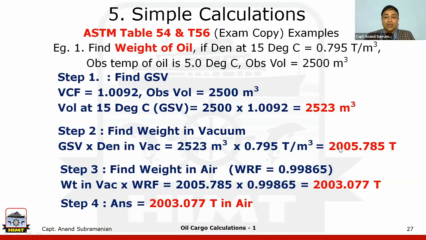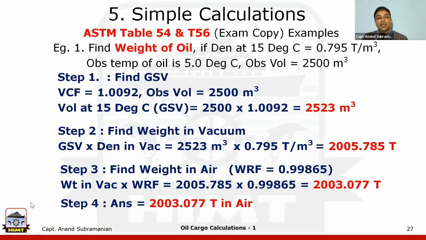Vacuum, sir. It is in vacuum because the density I've used is the density in vacuum. That is why the answer obtained is also the weight in vacuum. Now step 3 is to convert the weight in vacuum to weight in air. Now what table do we use for this? ASTM table, which table number? Table 56. So from table 56, we get the WRF, the weight reduction factor.